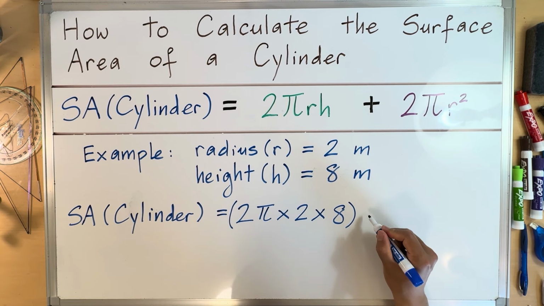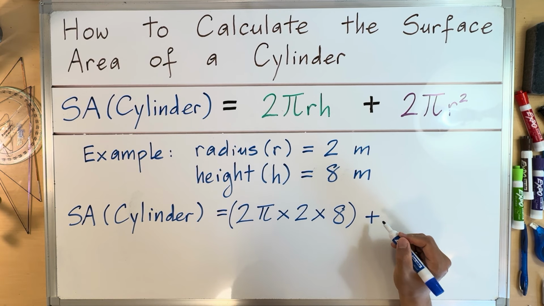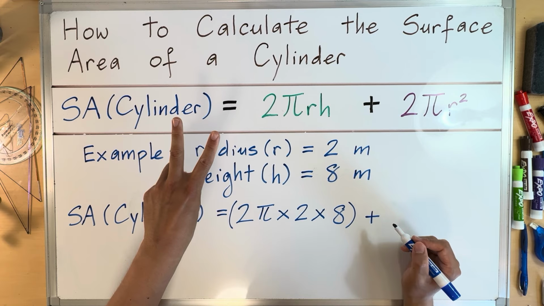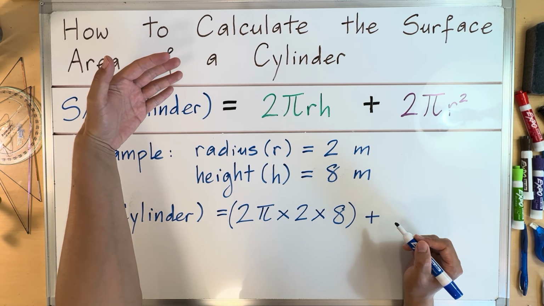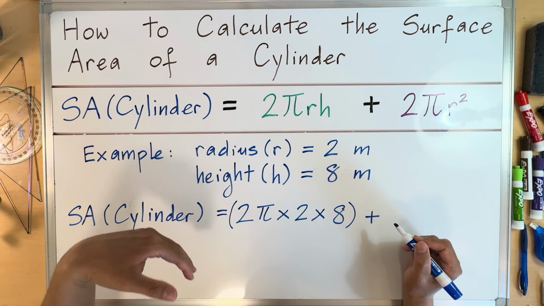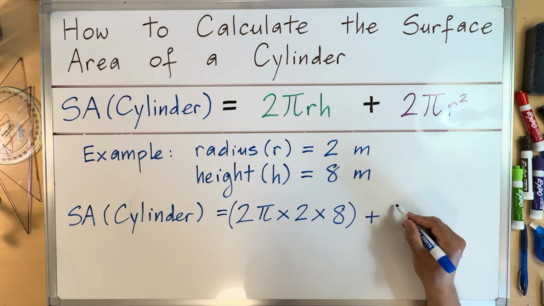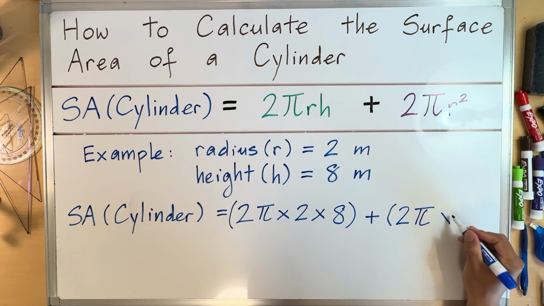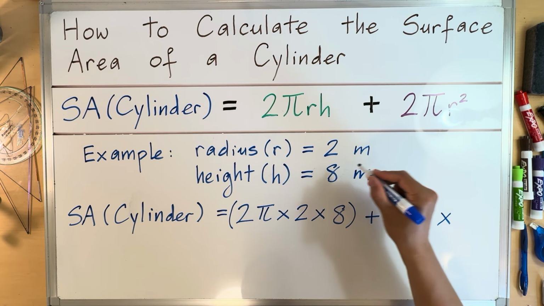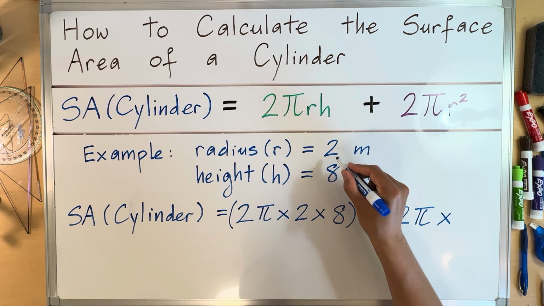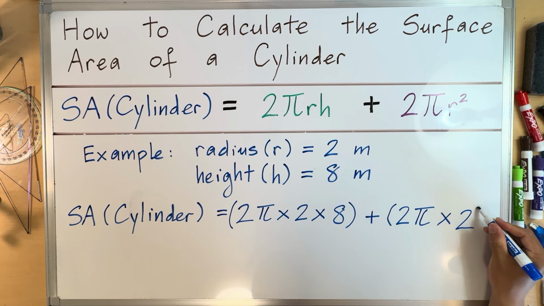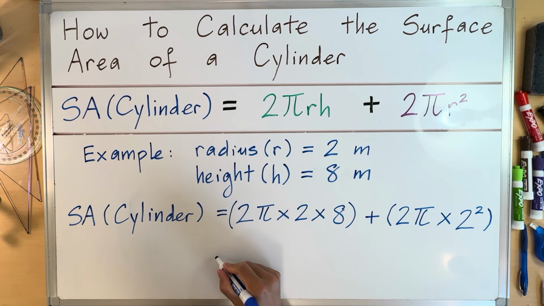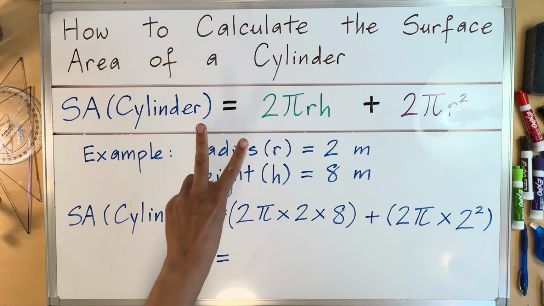And to this, we are going to add the area of the two circles, specifically the top circle of the cylinder as well as the bottom circle of the cylinder, which is this portion of the formula right here. Open bracket, 2 times pi times radius squared, which in this particular case is 2 squared. And we are going to calculate the final answer up to 2 decimal places.